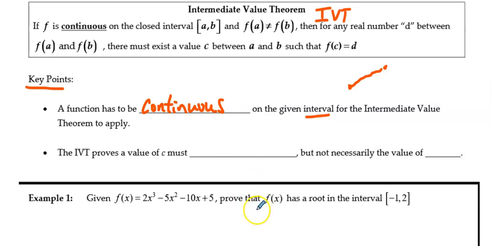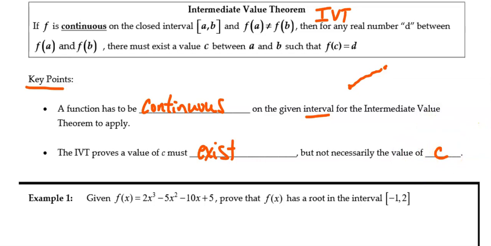I'm going to show you guys how to justify your answer using IVT, and then we can come back up here and explain this a little bit more, because right now, initially, without doing a problem, that may make no sense to you, but it will, hopefully. The other thing is that IVT proves a value c must exist, and again, this will make more sense when I actually give you guys a problem, but not necessarily the value of c.